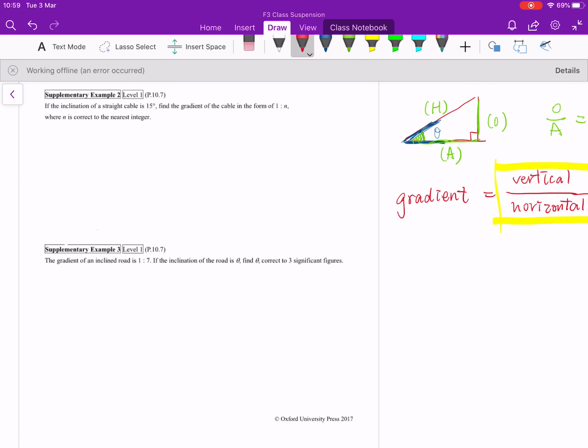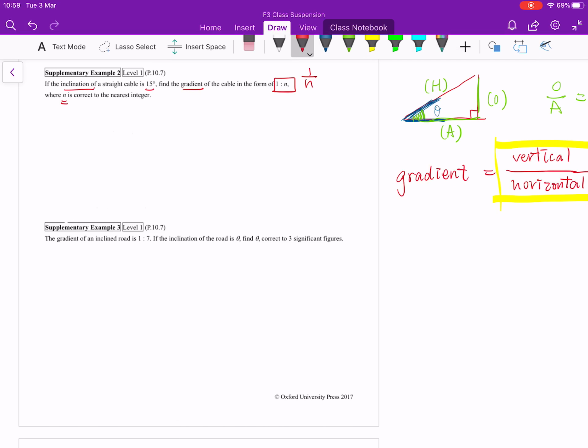Example 2. This time we have the inclination 15 degrees, so it means we can find the gradient of the cable car. We have to calculate the gradient in the form of 1 to n, meaning 1 over n actually, and we need to correct n to the nearest integer. So we need to find out the value of n first, because we have to round off the value of n. So now gradient can be given by tangent 15 degrees.